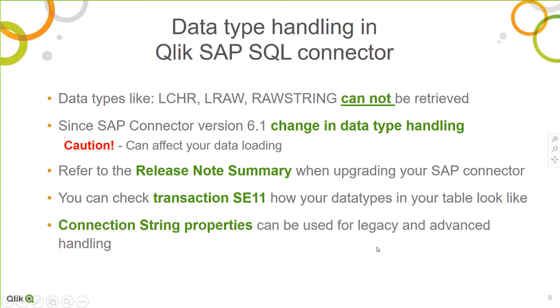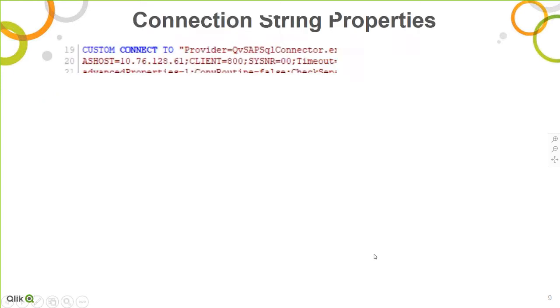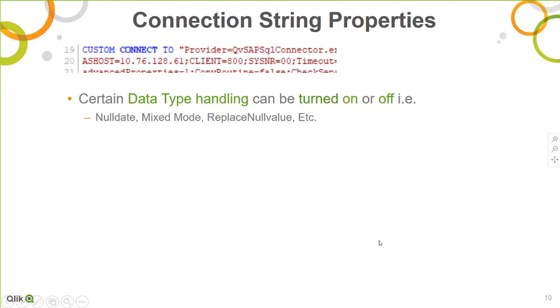Furthermore, you have the possibility to use so-called connection string properties. They can be used for legacy mode, so it can act like an older connector, and you can do advanced data type handling as well. So let's talk now more about the connection string properties, and I will also show you a little demonstration about that later.